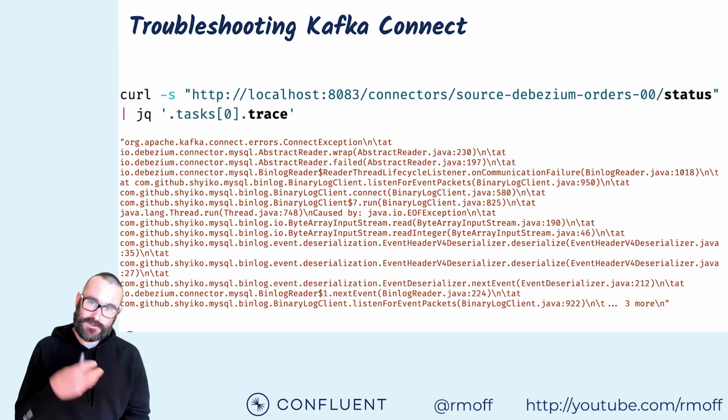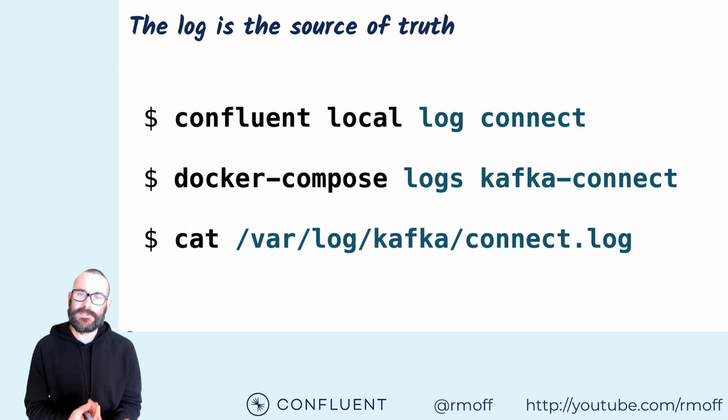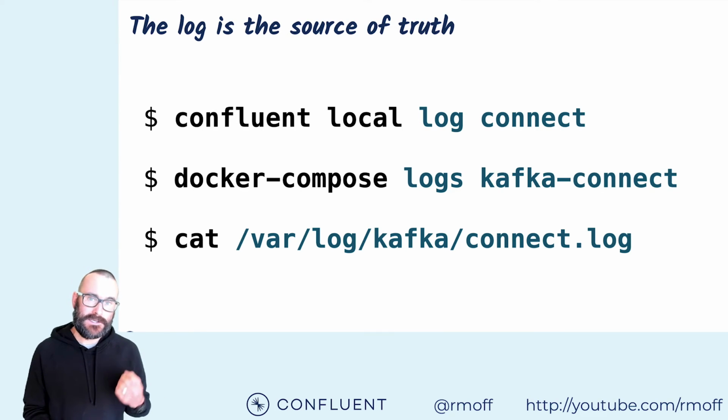But if you don't get to it straight off the bat, so like the example we've got here, it's actually showing what the problem is, and we've got that through the REST API. A lot of the time, though, we end up going down into the log. Where you get the log from depends on how you've deployed Kafka Connect. Did you deploy it using the Confluent CLI? Is it using Docker? Is it just on bare metal?